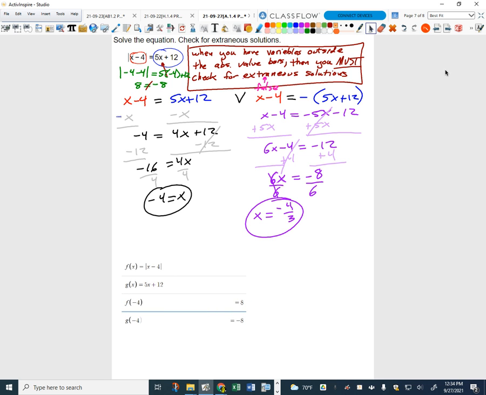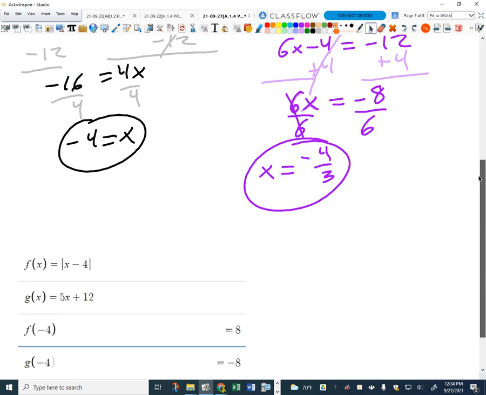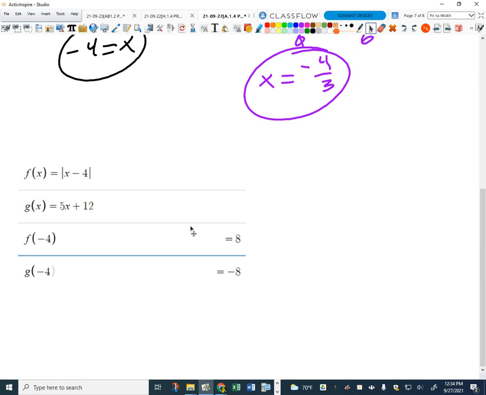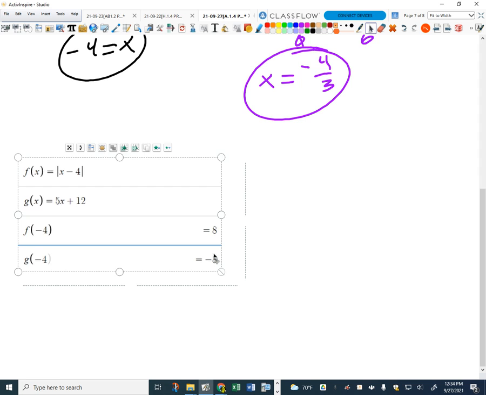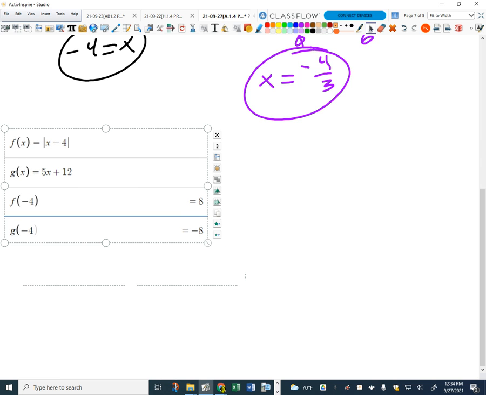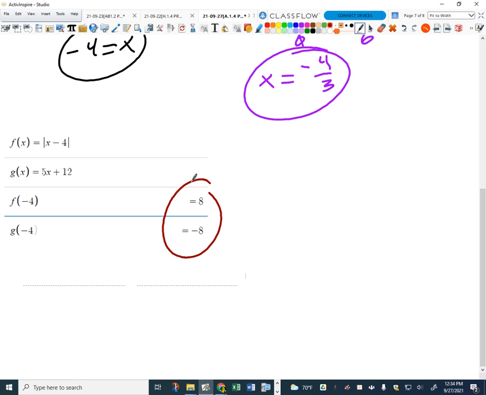Okay, so that's telling me, if I scoot down, that part right there, look what that's telling me. That negative 4 is an extraneous solution. It's not a real solution. It didn't work. So I crossed that one out. Okay, let's try the other one.